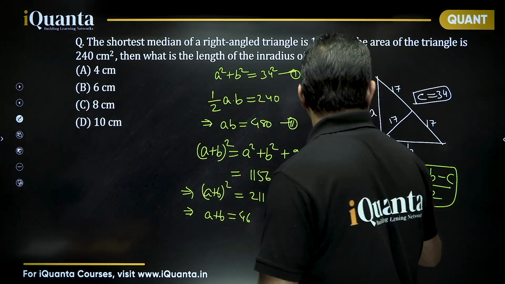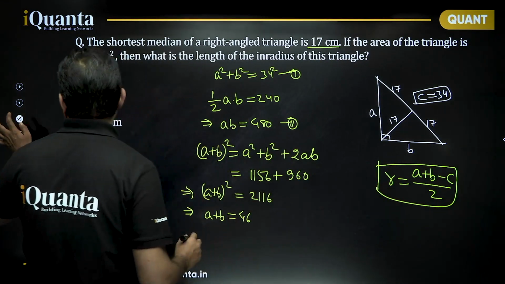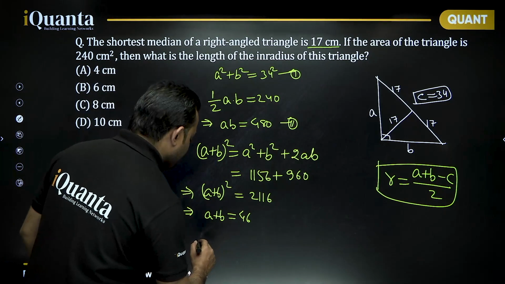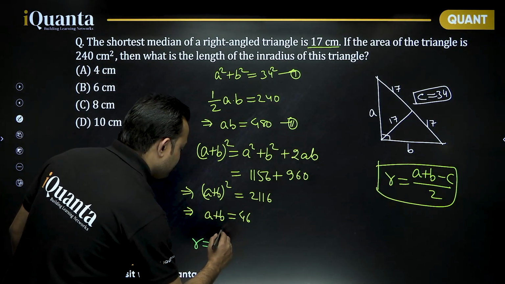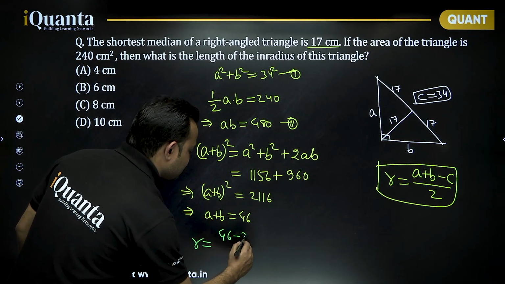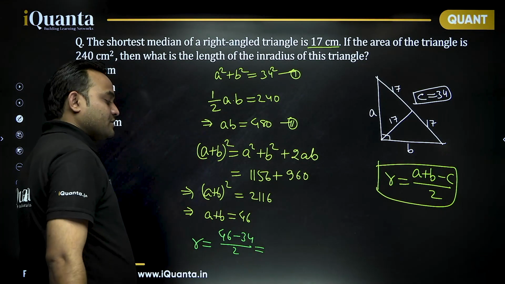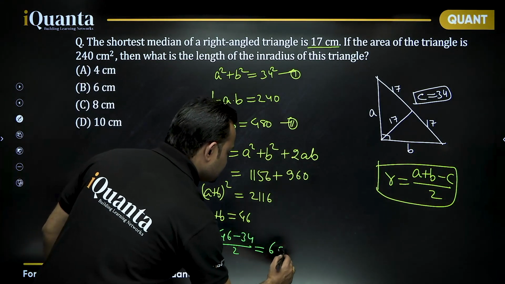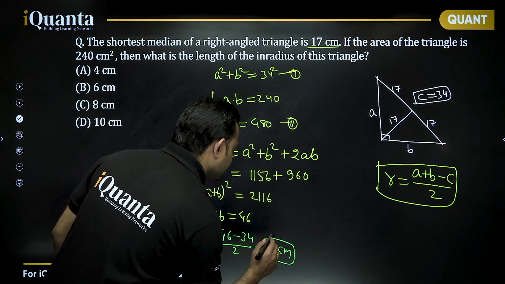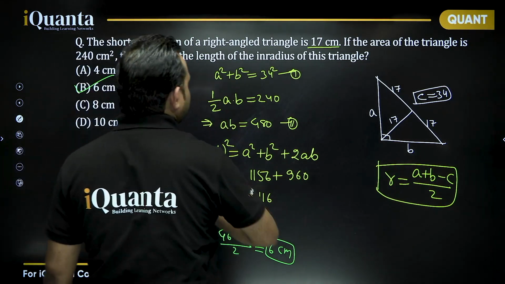So if we want to find the inradius, what we can say is that inradius R will be equal to A plus B, which is 46, minus C, which is 34, divided by 2. 46 minus 34 is 12. 12 by 2 is 6 centimeter. So our answer is option B.